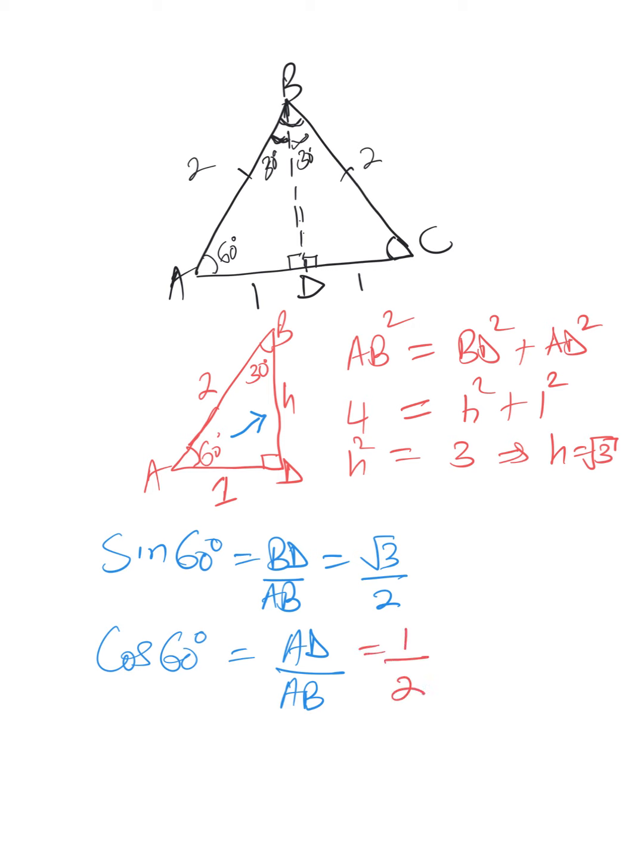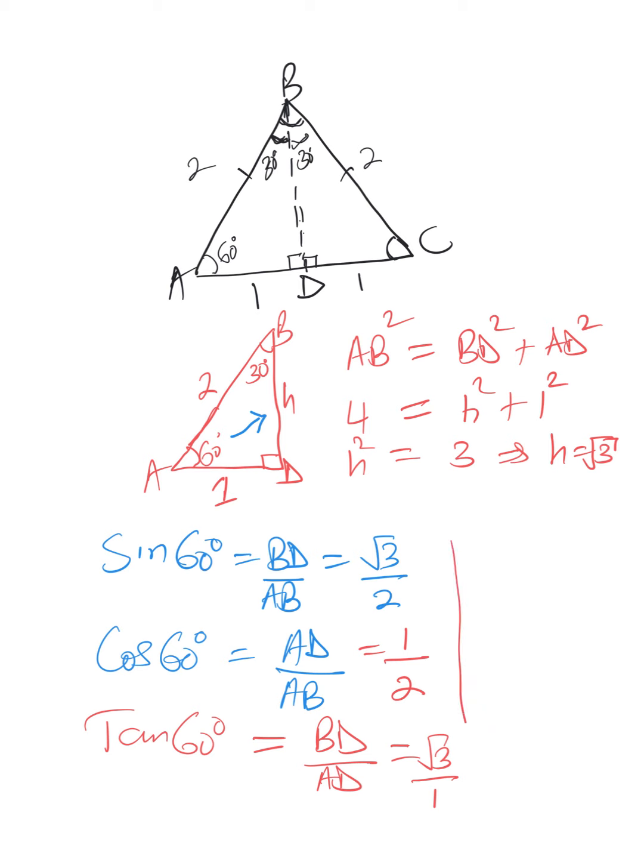So we are left with tangent. Tangent of 60 degrees is the opposite, which is BD, divided by adjacent, which is AD. This is root 3 out of 1. So we have the ratios of 60 degrees.